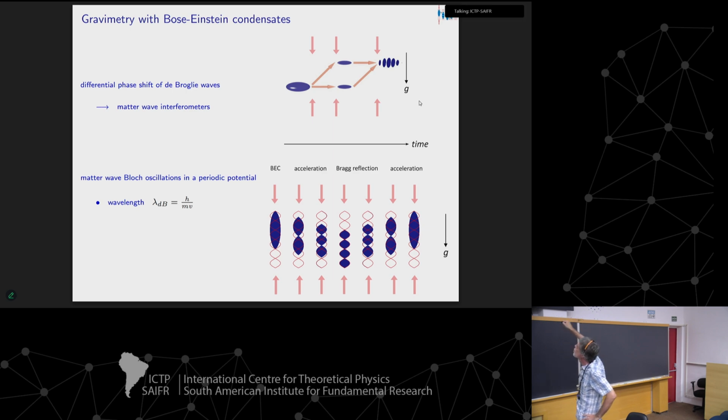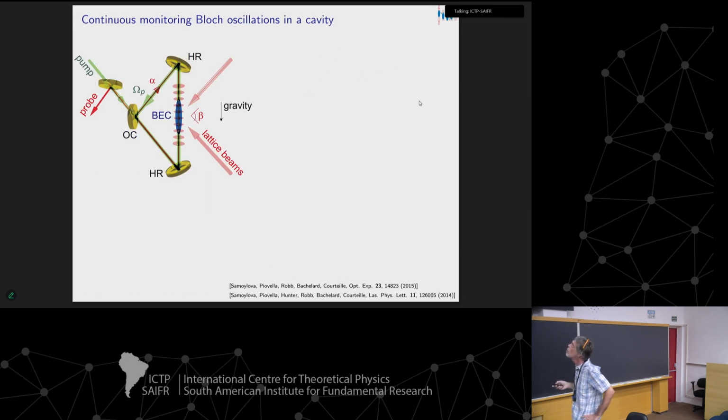And the frequency of these Bloch oscillations is strictly proportional to the gravitational acceleration. So by just monitoring the frequency of these oscillations, you can monitor gravity with very high precision. And this has been done in other groups already. So our idea is to do this in a non-destructive fashion.